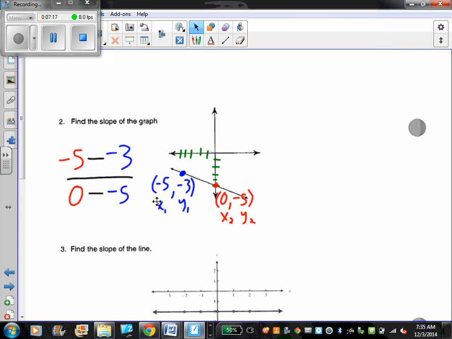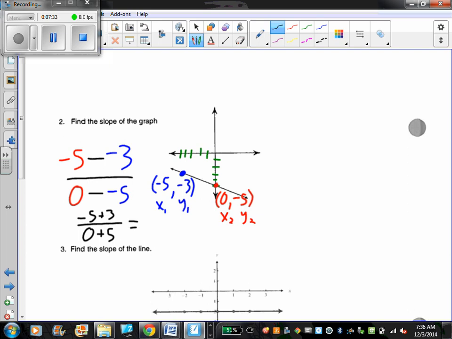So notice that we have a lot of minus negative here. Remember that minus negative turns into plus. So what we really end up with is -5 plus 3 over 0 plus 5. That would give us -5 plus 3 is -2, and 0 plus 5 is 5. And that's our slope. Notice that we would expect the slope to be negative because the graph is going down as we go from the left towards the right. So it should be a negative slope like we see there.